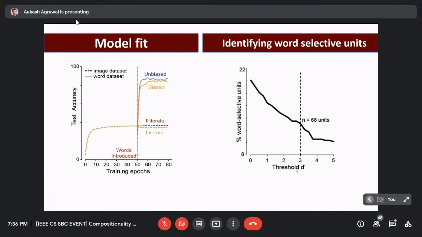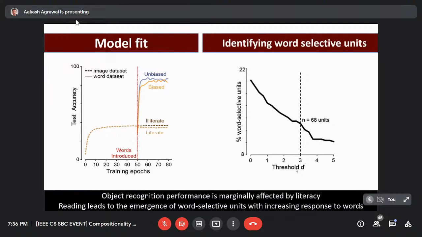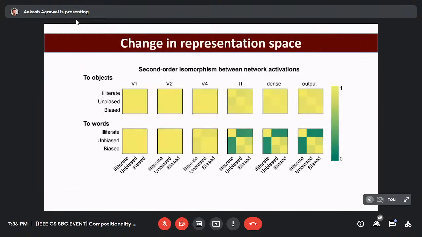Next we wanted to look at whether the representations of the literate and illiterate networks are different or not. We looked at the object response, the image response for objects, and compared the representation space between all three networks and across different layers. Although there are some changes in the later layers, there's not much difference. But for words, the representation in the illiterate network is quite different from the literate network in the later layers of the network.